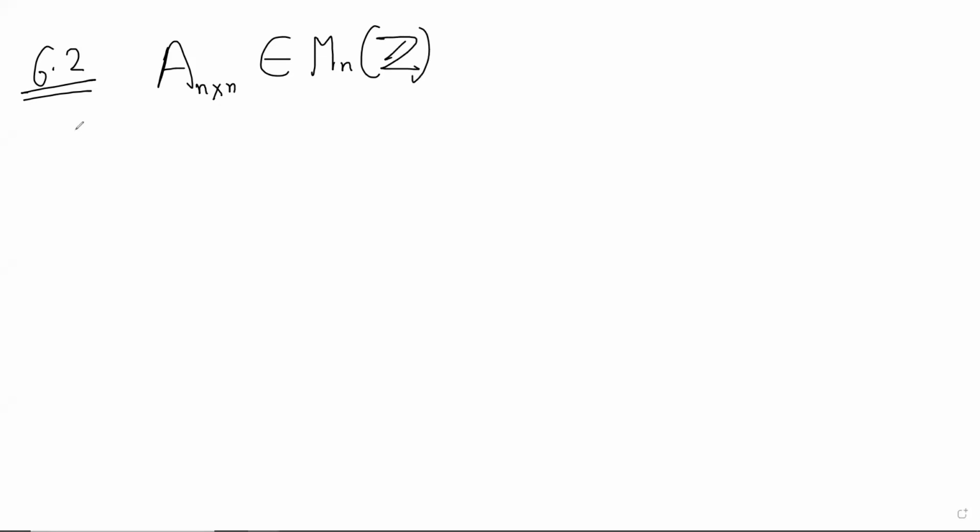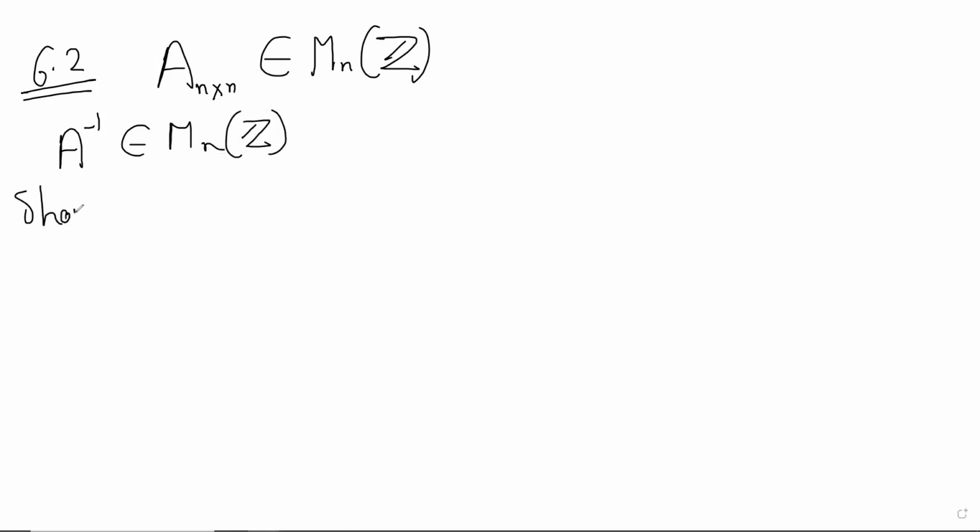Right. So this is problem number 6.2. A is an n by n matrix, and this is in M_n(Z). Now they are saying that A inverse exists, and A inverse is also in M_n(Z).